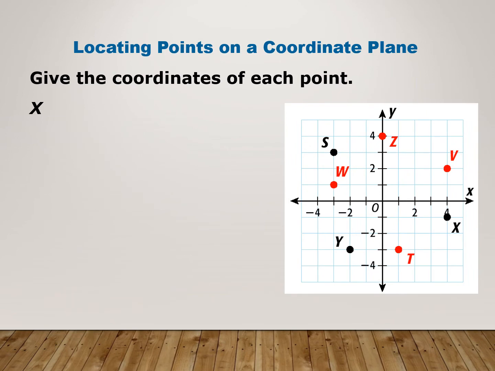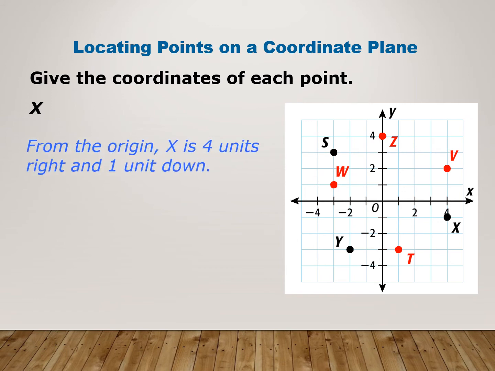Now, let's locate points on a coordinate plane. So, we have here, give the coordinates of each point. And the first one is the point X. So, from the origin, X is 4 units right and 1 unit down. So, nandito siya. Yan. So, yung ating ordered pair will be positive 4 and negative 1. So, ganun lang siya kasimple.